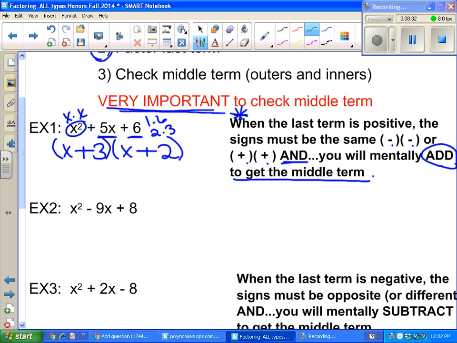Now, this is the mental check step. Inners would be 3 times x, or positive 3x. Outers would be positive 2 times x, which is positive 2x. When you combine those, sure enough, you get positive 5x, and that checks my middle term. The check step is very, very important to make sure that you're getting the middle term.